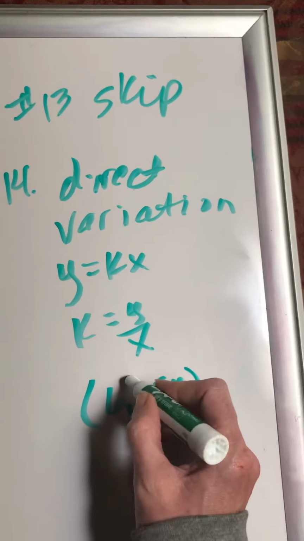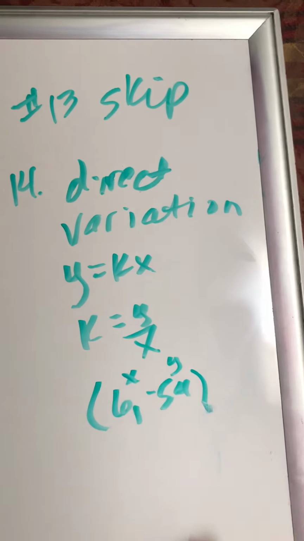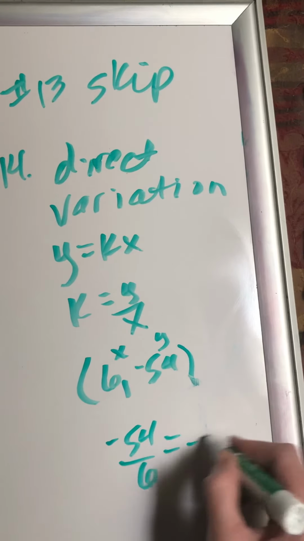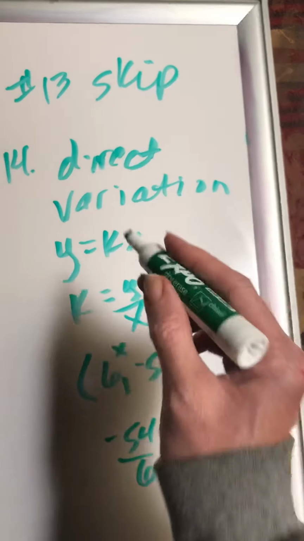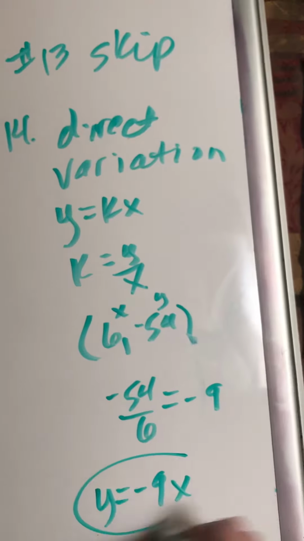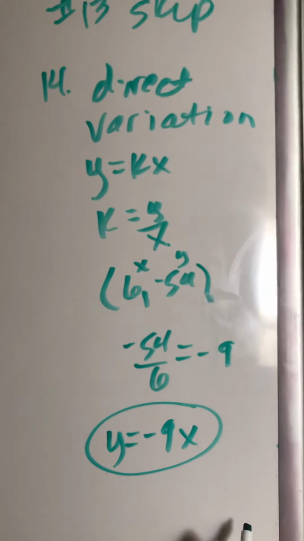This is your point. Guys, this is your x, this is your y. So you just do -54 divided by 6. That's -9. And then you've got to make sure you plug it back in because we want the direct variation equation. So y equals -9x.